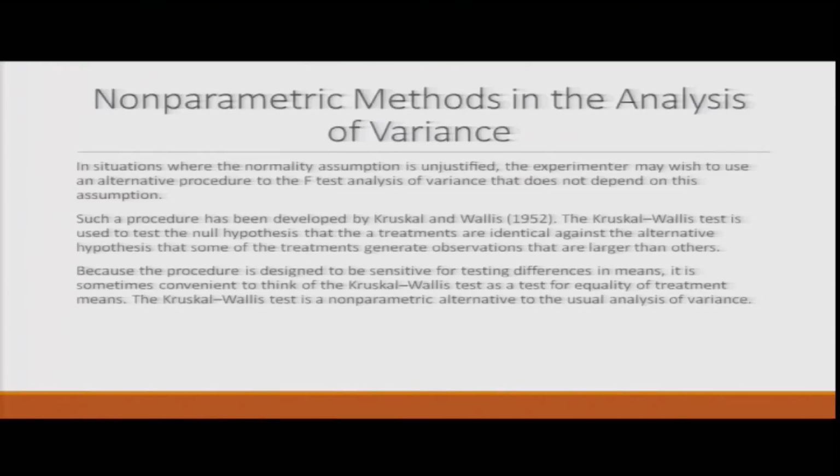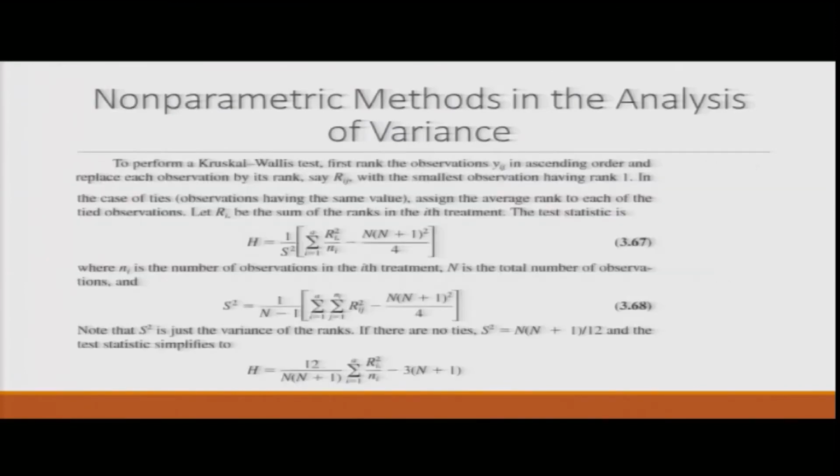Because the procedure is designed to be sensitive to differences in the means, it is sometimes convenient to think of the Kruskal-Wallis test, or the KW test, as a test for equality of treatment means. Basically we are trying to compare the mean values of the treatments, or the etching, which was for 4 different powers: 160, 180, 200, 220. The KW test, or the Kruskal-Wallis test, is a non-parametric alternative to the usual analysis of variance. Now, to perform the KW test, first rank the observations.